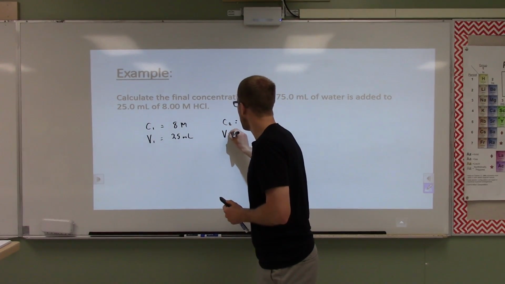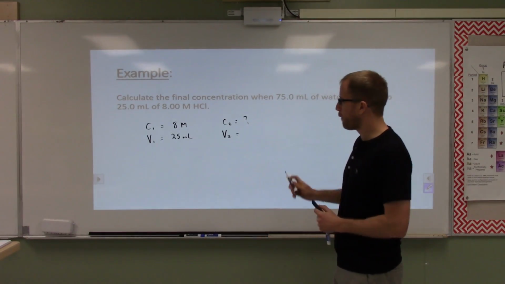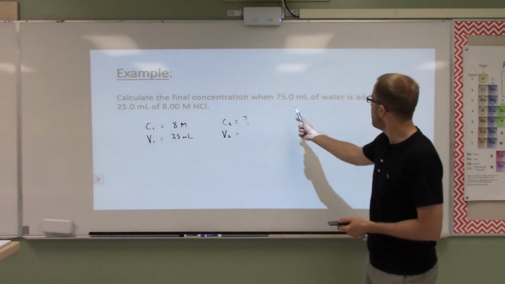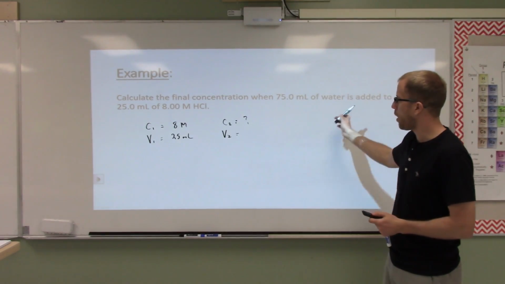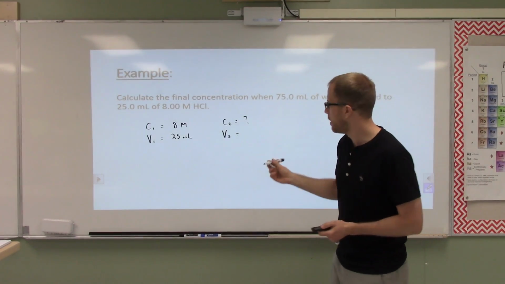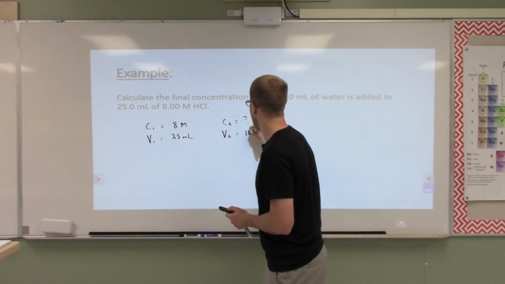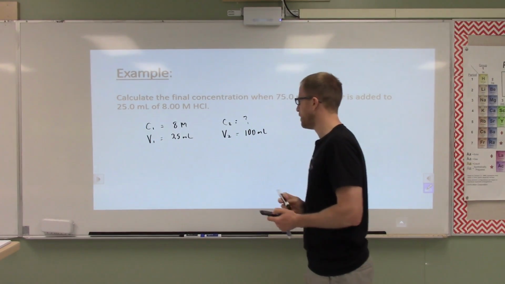And we know that our final volume here, be careful, it's not actually 75. What did we do? We added 75 milliliters of water, which makes our final volume 25 plus 75, or 100 milliliters.